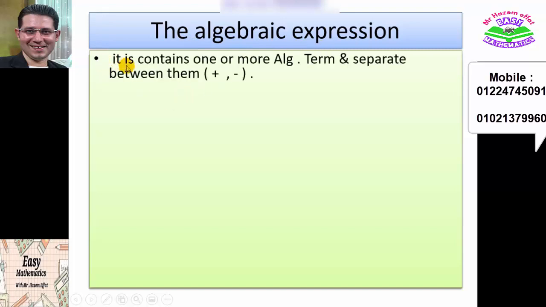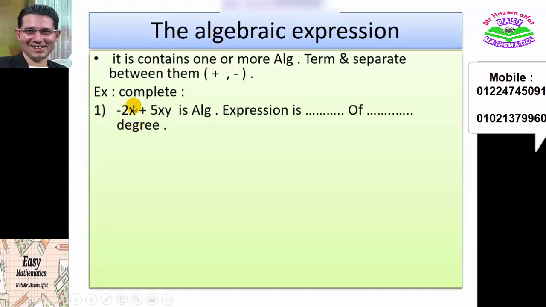We will talk about the algebraic expression. What is the meaning of algebraic expression? It contains one or more algebraic terms separated between them by using the sign plus or minus. How? Let's see an exercise to understand this point.